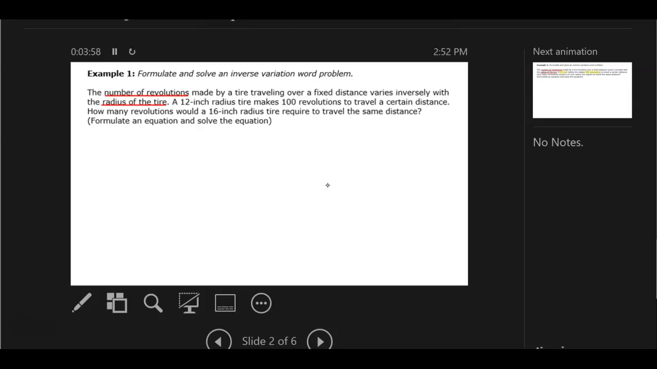So what we're going to do is first underline what we're looking for. We're looking for revolutions. We're looking for radius. Can y'all underline what I have up here in red?